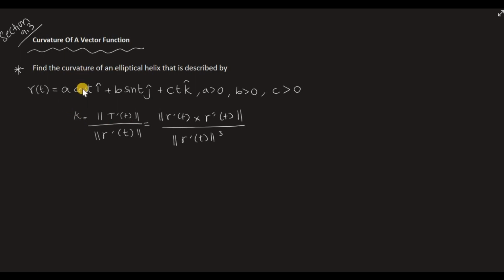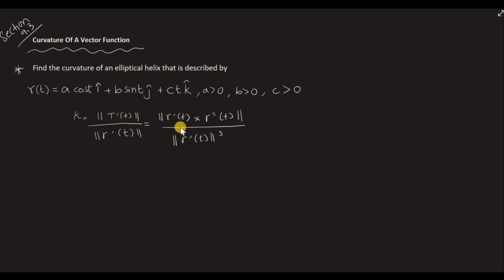To find the curvature of the vector function, this is the formula. And here this letter is the Greek letter read as kappa. To find kappa, if you're given a unit tangent vector, you can take the derivative of the unit tangent vector and find the magnitude of it, and then divide it by the derivative of the vector function and the magnitude of it.